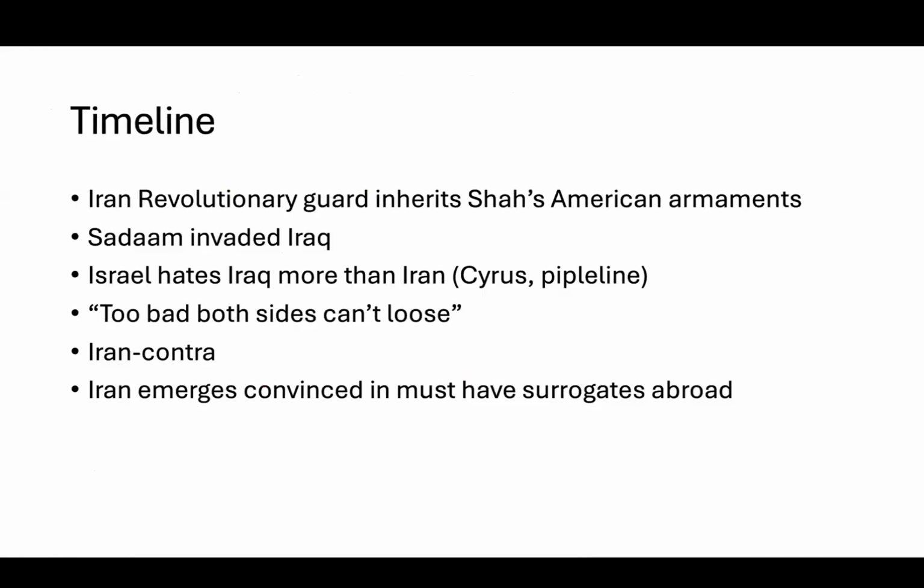So the timeline: the Iranian Revolutionary Guard inherit all of the Shah's American armaments. Saddam invades Iran, and so some of the American armaments are used to fight Saddam.